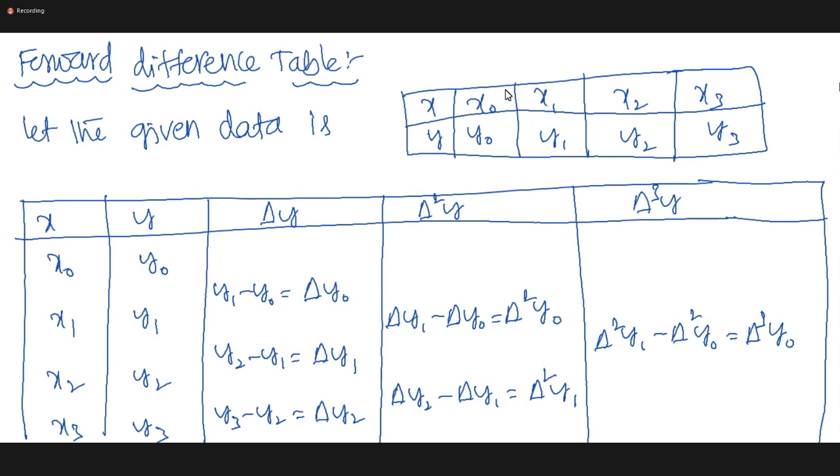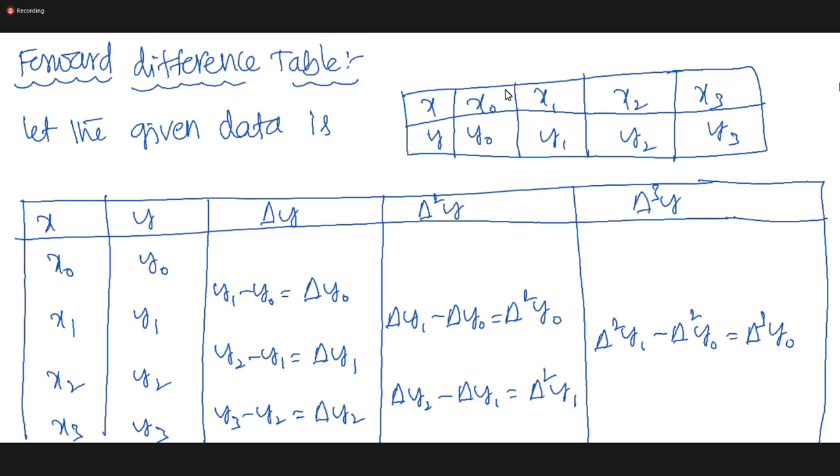So for 4 points, x0, x1, x2, x3, we will get third order forward differences. What about fourth order? Fourth order is 0. So for 4 partition points, third order forward differences exist, and also third order backward differences exist.